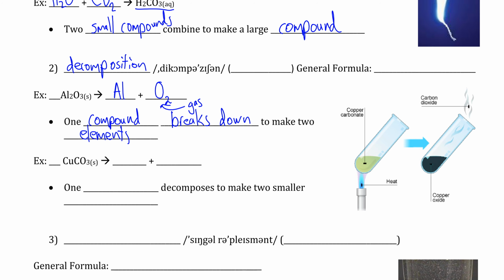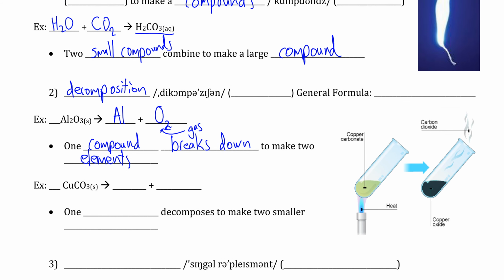However, just like with the synthesis of carbonic acid that we saw, we can also have one large compound, such as copper 2 carbonate that we see here, that decomposes, again, decomposes just the scientific word for breaking down, in order to make two smaller compounds.